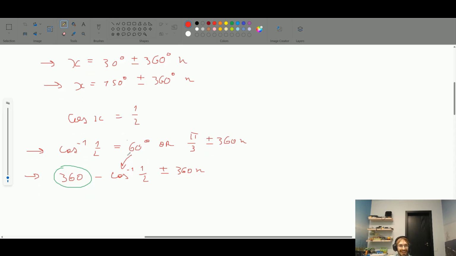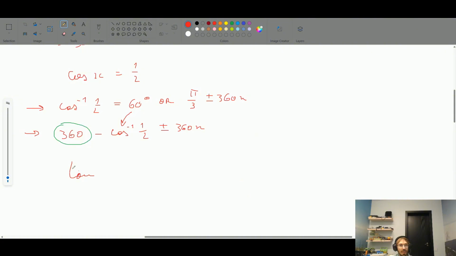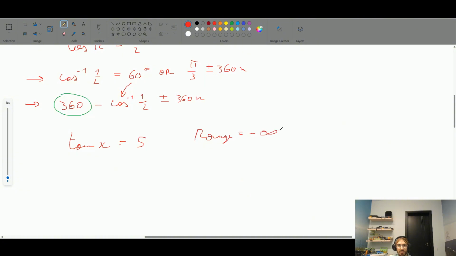Moving on to tan. Tan is a more interesting function, because the range of tan is from -infinity to +infinity. So tan x equals 5, for example, makes sense, because tan can give you any result. Therefore, you can plug it straight into the calculator without checking anything.